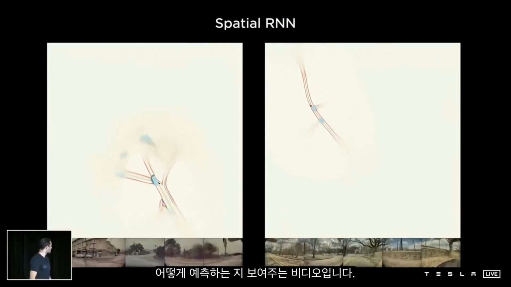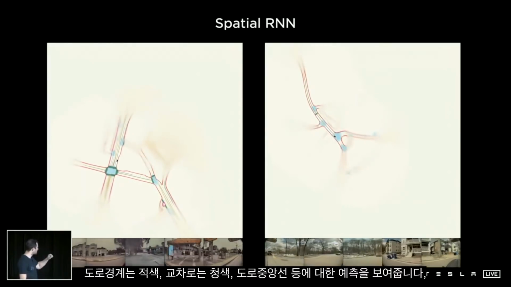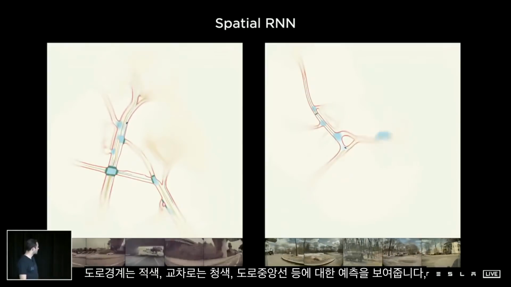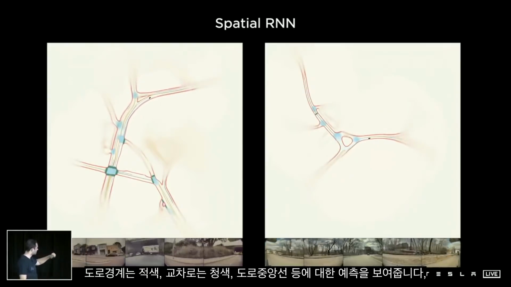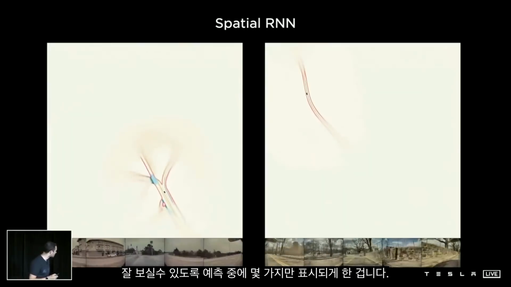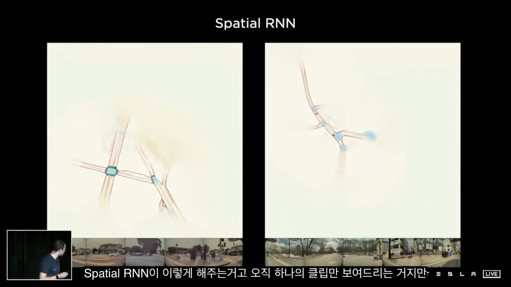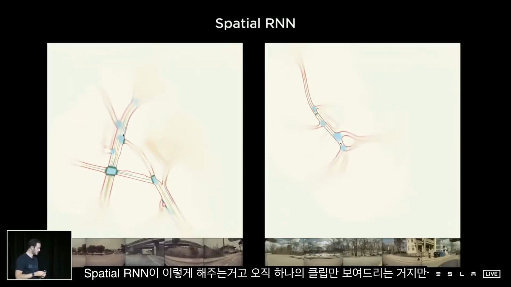Here's a few predictions that show what this looks like. So here we are making predictions about the road boundaries in red, intersection areas in blue, road centers, and so on. We're only showing a few of the predictions here just to keep the visualization clean. And this is done by the spatial RNN.